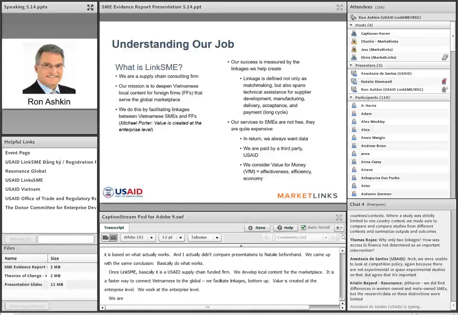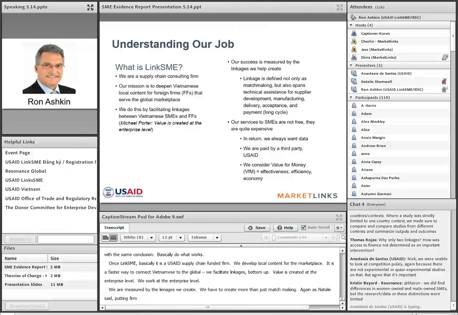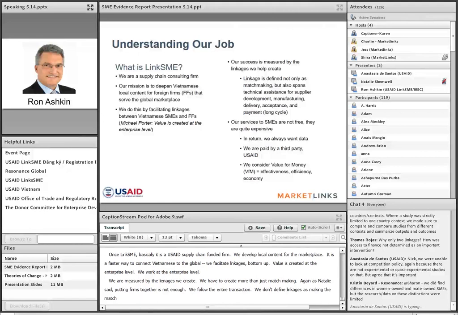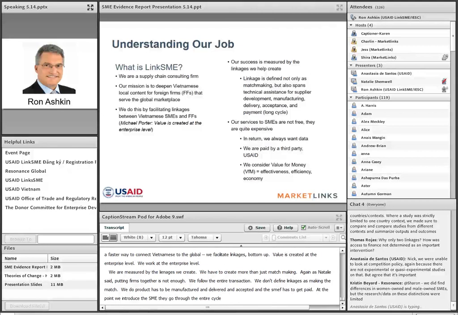We're measured by the linkages we create, so we actually have to create more than just matchmaking. And again, as Natalie said, just putting firms together is not enough. We follow them through the entire transaction. So we don't just define a linkage as making the match. We also do TA for supplier development. The product has to be manufactured, it has to be delivered and accepted, and the SME has to get paid. At the point we introduce the SME, they go through the entire cycle, deliver and get paid, then we can mark up a linkage on our scoreboard.